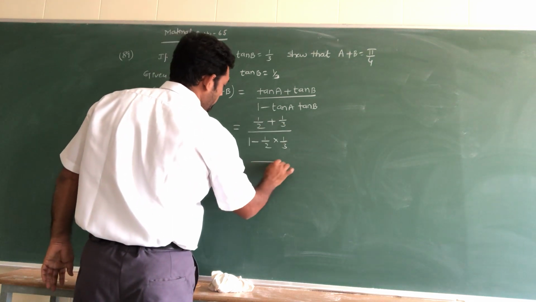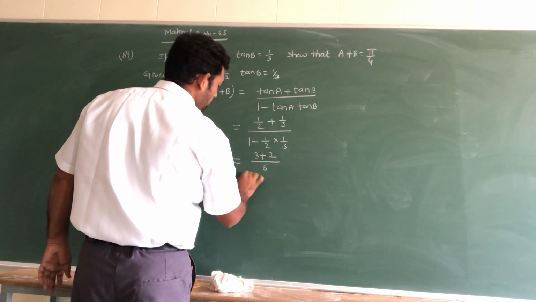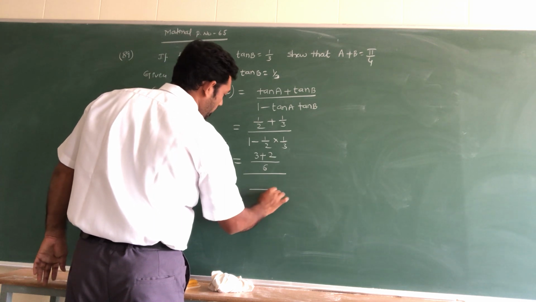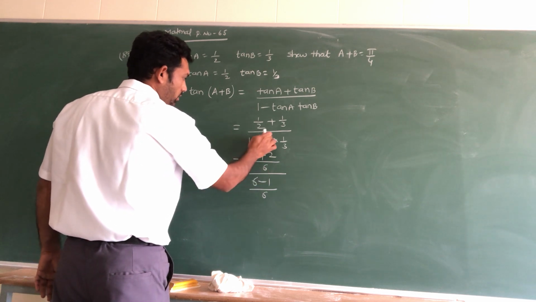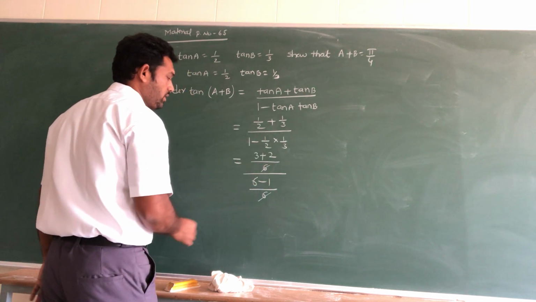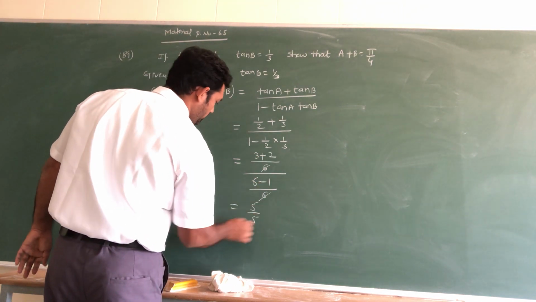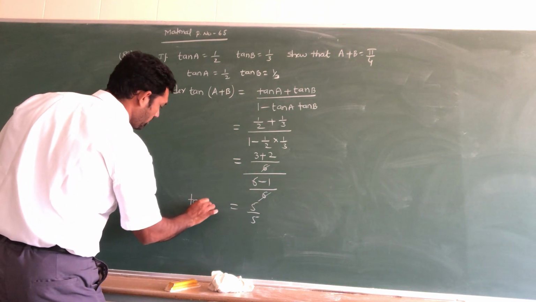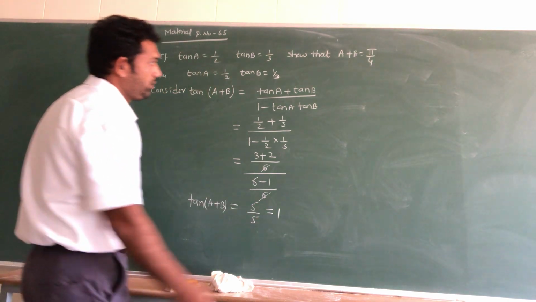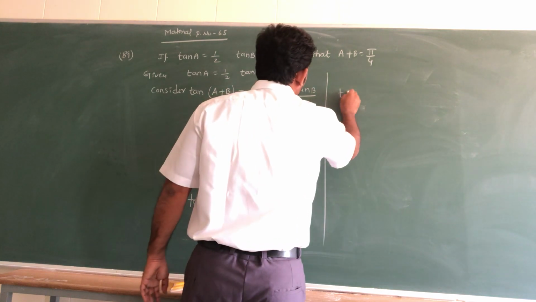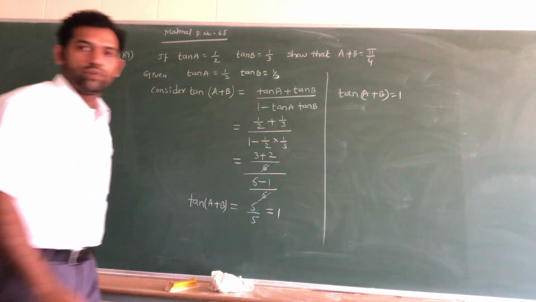Then simplification. 2 into 3 is 6. Next, 1 into 3 is 3, plus 1 into 2 is 2, whole divided by the LCM 6, so 6 minus 1 into 1, 1. The 6s cancel. Remaining 3 plus 2, 5, divided by 6 minus 1, 5. So tan A plus B equals 5 by 5, that is 1. Finally we get tan A plus B equals 1.